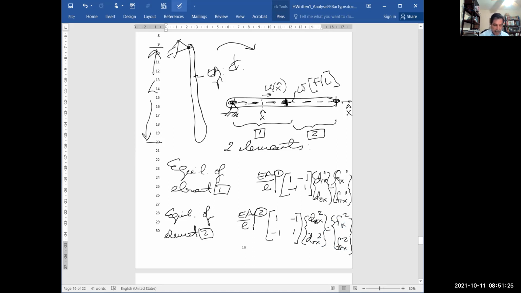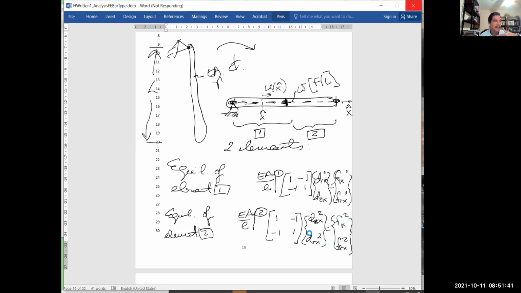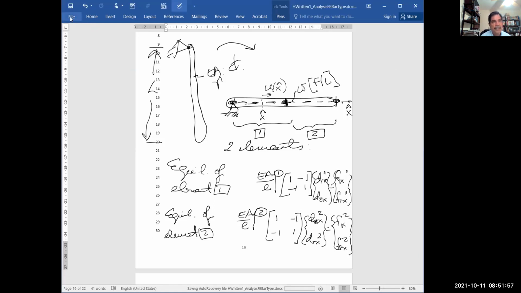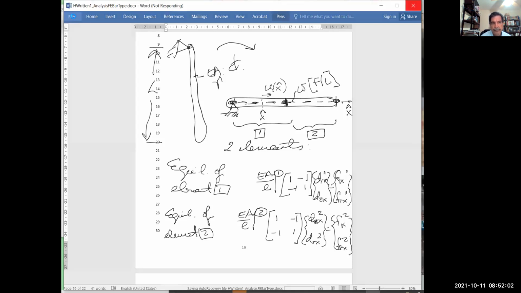Now, in this case, you can see that both elements are aligned. So the x direction of the first element points to the right. And similarly, for the second element, the x direction points to the right. So in this case, we can do this with no problem, okay? If we have different directions like this, then we have to do something extra. And we will explain that in the next session. But in this case, since this is the simplest case, we can do this directly.